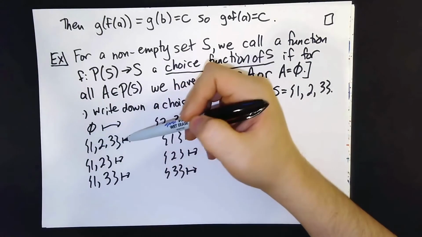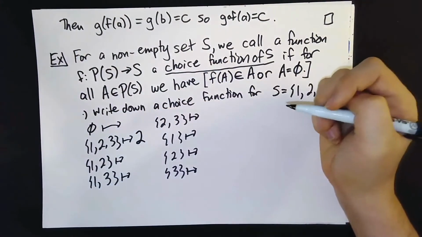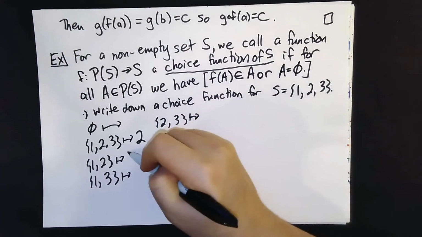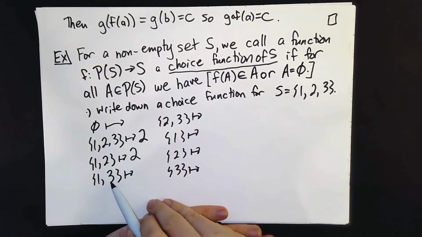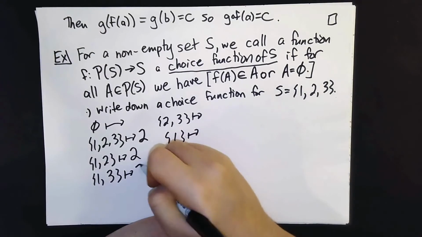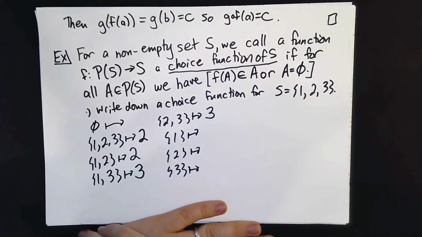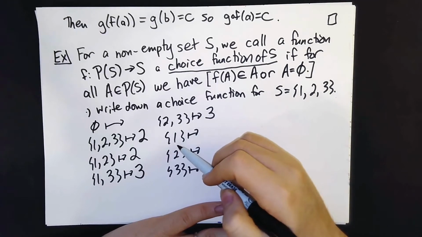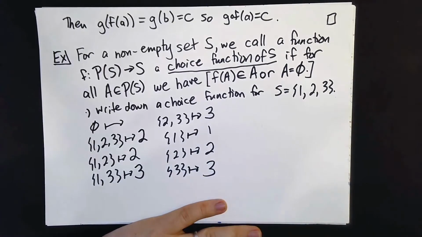Well, I need to send {1, 2, 3} to an element of {1, 2, 3}. I'll pick 2. I need to send {1, 2} to an element of {1, 2}. 2 again sounds nice. I need to send {1, 3} to an element of {1, 3}. Well, I can't use 2 again, so I guess I'll pick 3. Here I guess I'll pick 3. And here I actually don't have much of a choice. I have to send the set {1} to an element of the set {1}, but there is only one. The same as here, and the same is true here.